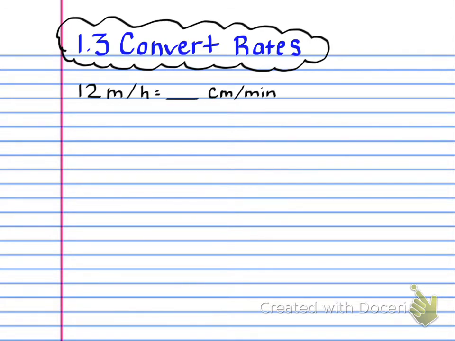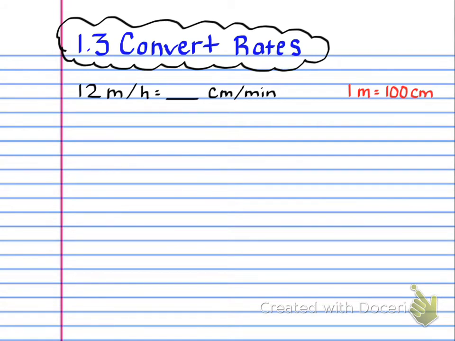The first one says 12 meters per hour equals how many centimeters per minute. So this is going to be a double conversion because you're going from meters to centimeters and from hours to minutes. So now you're going to want to have your conversion bubble in the top right corner. Now remember, when you have your conversion bubble, it needs to cover all 4 pieces: meters, hours, centimeters, and minutes.